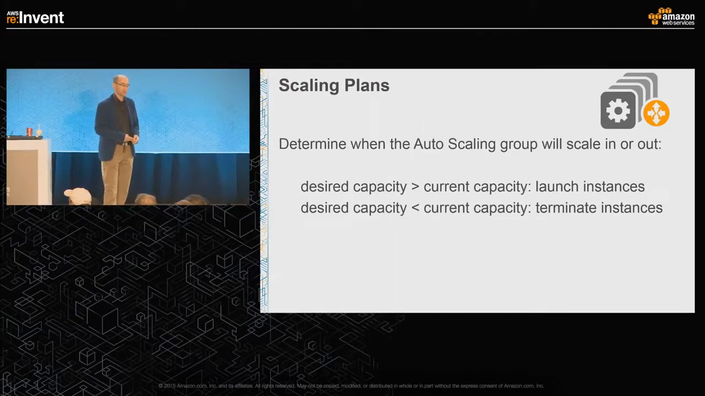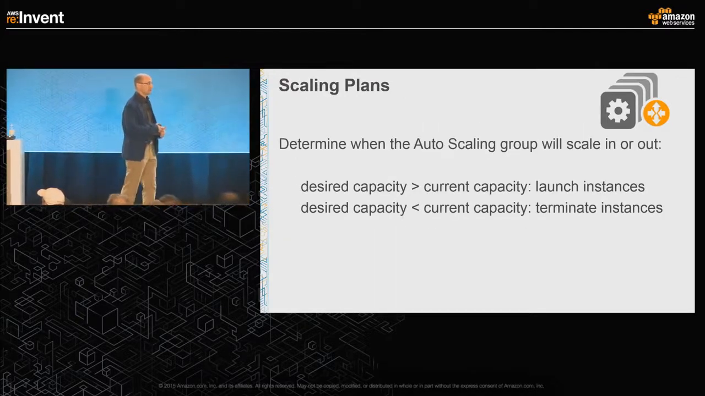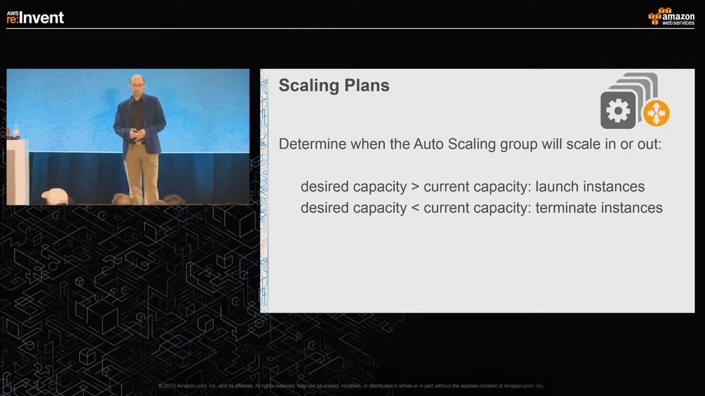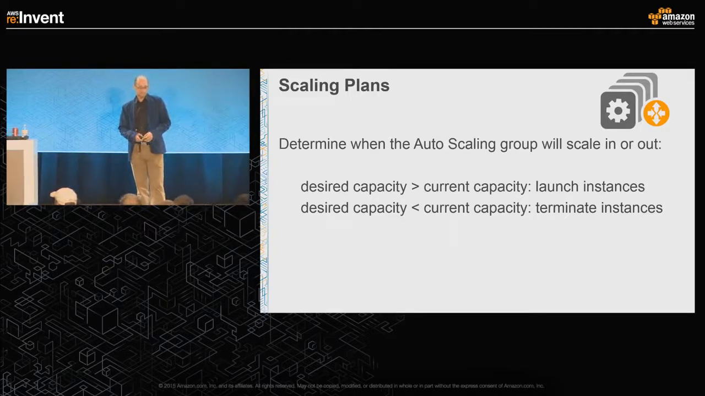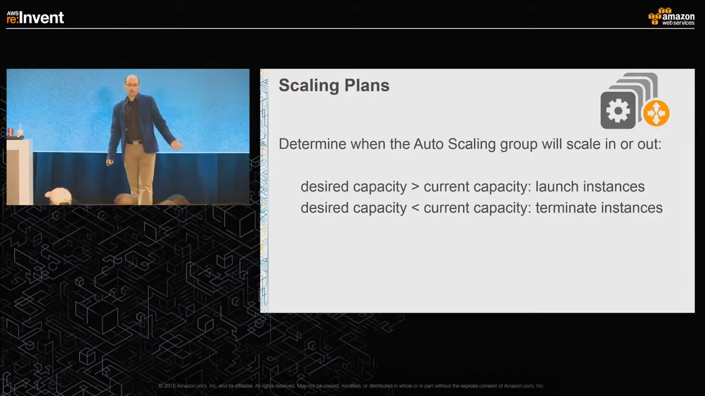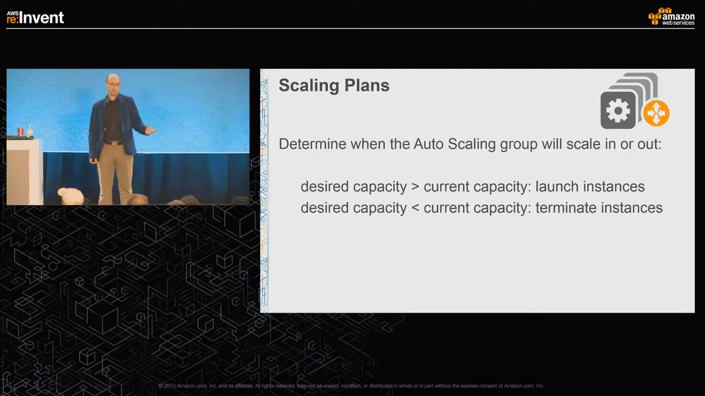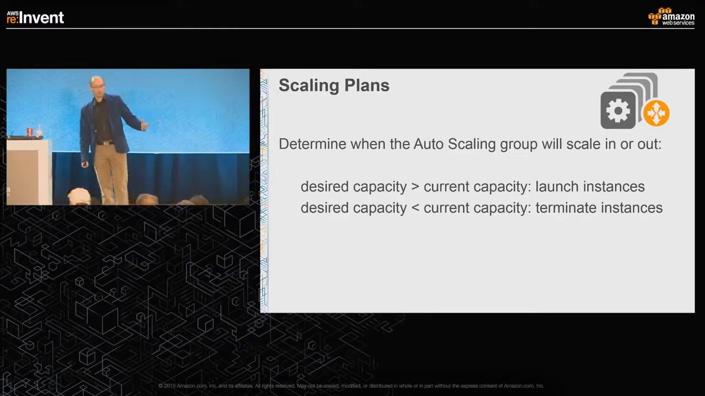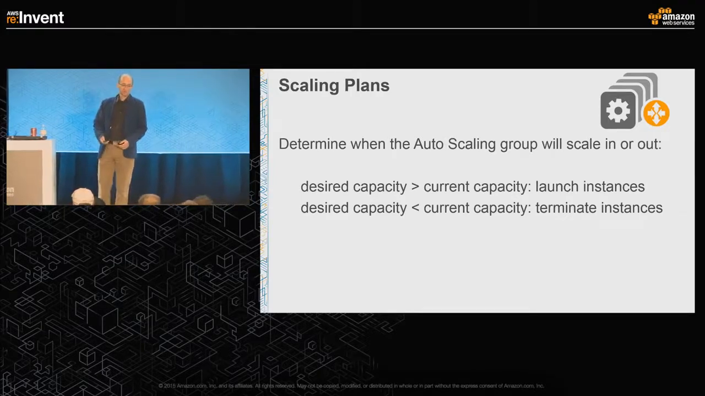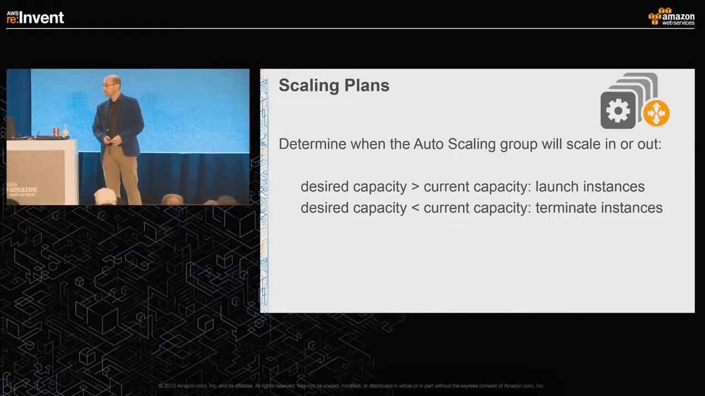All right, the third piece of the puzzle, besides launch configuration and termination policies, are the scaling plans. They basically determine when autoscaling will launch or terminate instances. And basically, it all comes down to the current capacity that autoscaling is observing, and whatever you tell it about its desired capacity. If you tell it you need more, it will launch more. If you say, I want less, it will automatically terminate those.